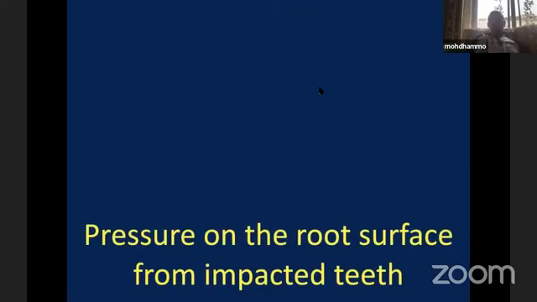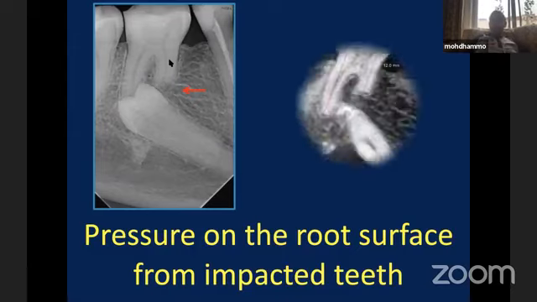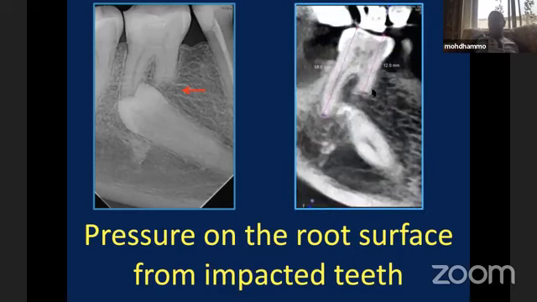Another cause of resorption is pressure on the root surface from an impacted tooth. You can see here, this impacted premolar caused resorption of the mesial root of the first molar, and you can see the resorption here. Fortunately, the distal root did not resorb yet, but the mesial root has resorption.